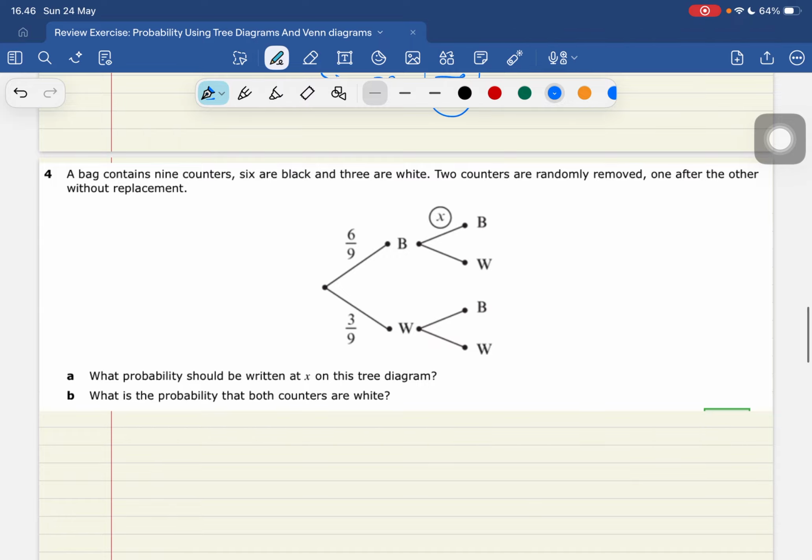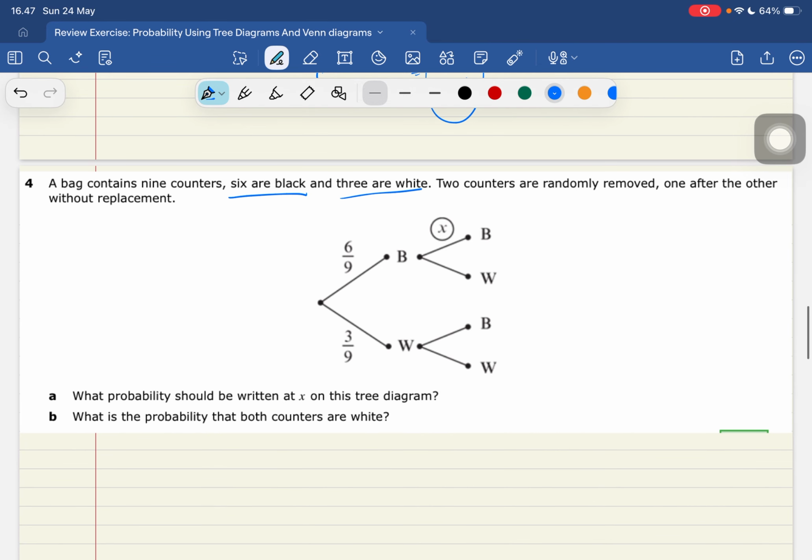Okay, continue B. A bag contains 9 counters, 6 black and then 3 are white. 2 counters are randomly removed, one after the other without replacement. What is the probability? Write X on the tree diagram. So black, we take 1 here, so we only got 5. And the total 9, we minus it by 1 is equal to 8. So we need to write it as 5 over 8.